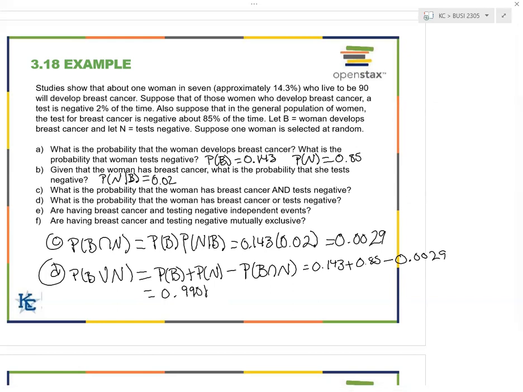Are having breast cancer and testing negative independent events? By now you should know what justifies independent events, and you should be able to tell me no. And are breast cancer and test negative mutually exclusive? Also no.